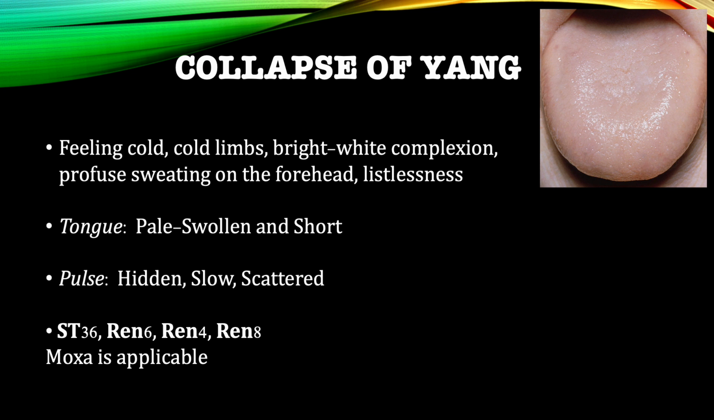Collapse of yang: feeling cold, cold limbs, bright white complexion, profuse sweating on the forehead, listlessness. Tongue, pale, swollen, and short. Pulse, hidden, slow, scattered. Points: stomach 36, Ren 6, Ren 4, Ren 8.